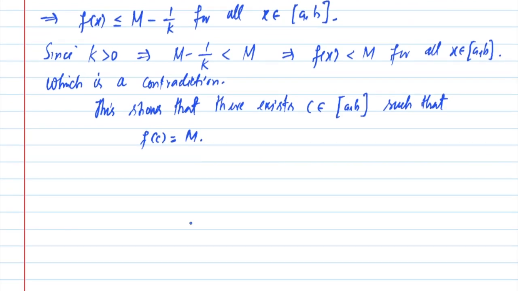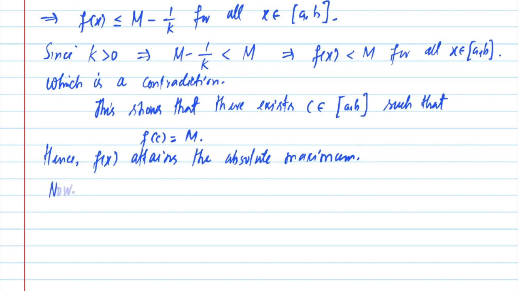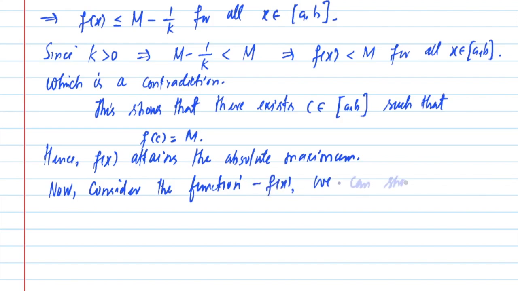So this m is therefore the absolute maximum. Hence f of x attains the absolute maximum. Now on similar lines, if we consider the function minus f of x, we can show f of x has the absolute minimum.